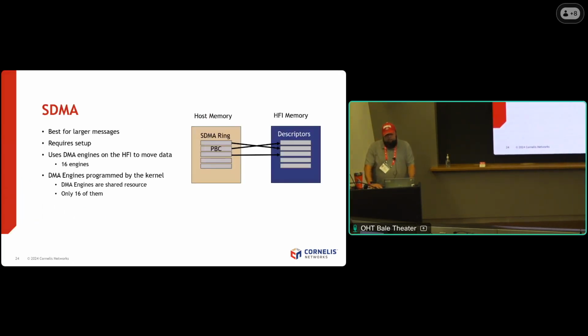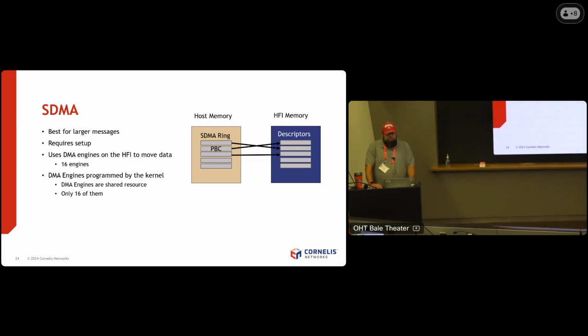SDMA is the other way of sending data, like I had mentioned. This is for your larger messages because it does require some setup to be able to program the SDMA engines. We do have 16 of these things. They have to be programmed by the kernel because there's only 16 of them, so it's a shared scarce resource. This also means we don't have to do the virtual to physical translation in the hardware, and we don't have to do it in software either. So we let the kernel take care of doing that stuff.